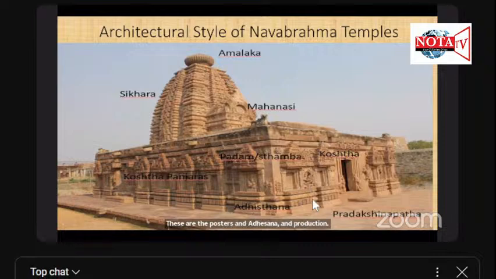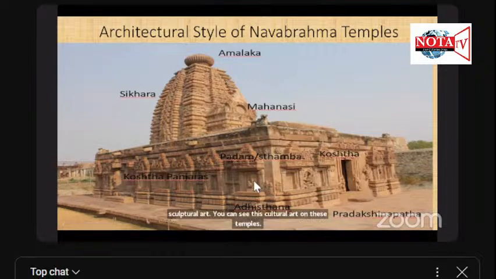What is really significant about these temples is the sculptural art. You can see the sculptural art on these temples. I will show each of these.